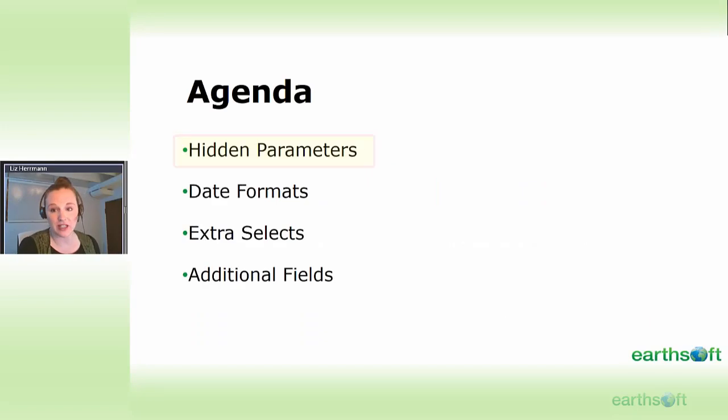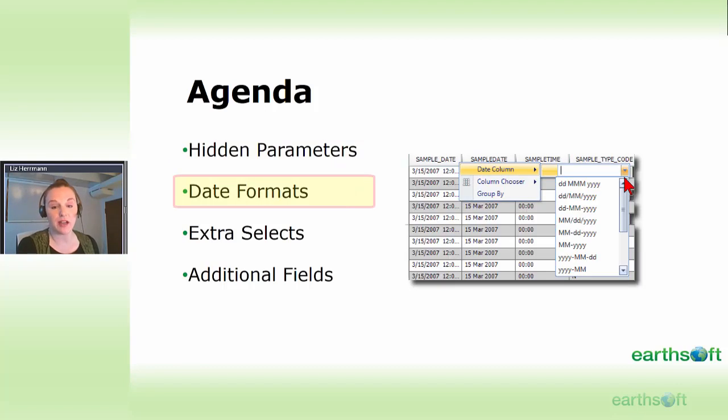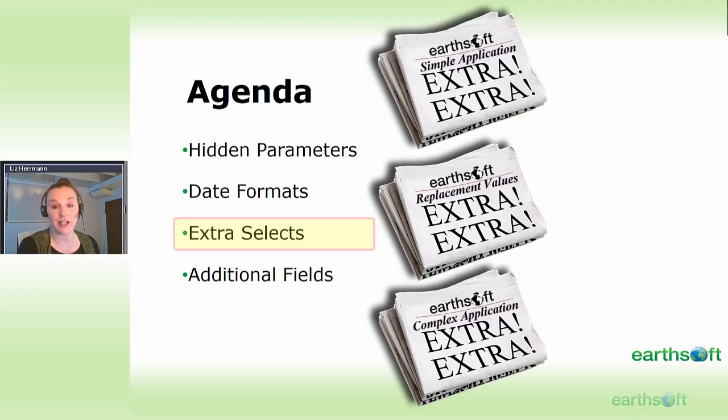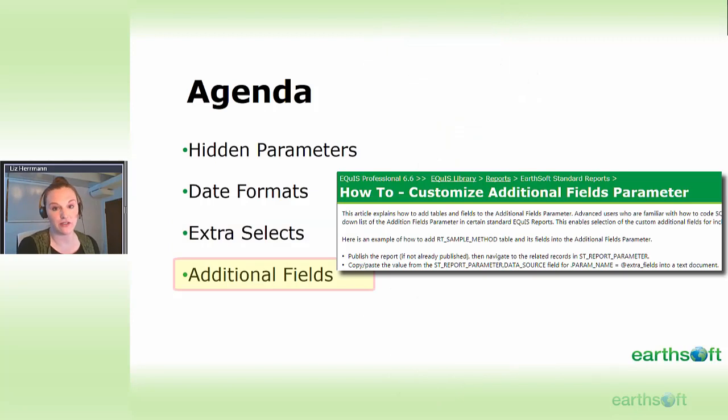In terms of the agenda, we're going to talk about some of the hidden parameters. There are some parameters available in the Analytical Results 2 report that are hidden by default. We'll also talk about some alternate date formats that are available to you in the tabular report once the report is run, a sort of sneaky trick that some folks might not be aware of. We'll talk about extra selects, which I think is my favorite feature of the Analytical Results 2 report. And then we'll touch a little bit on additional fields. As I mentioned before, we're not going to be able to dive deep into any of this because there's quite a bit that can be done.